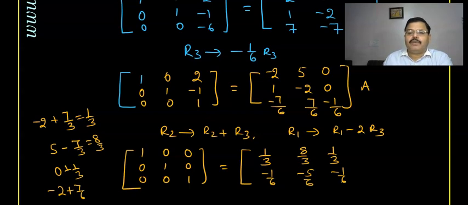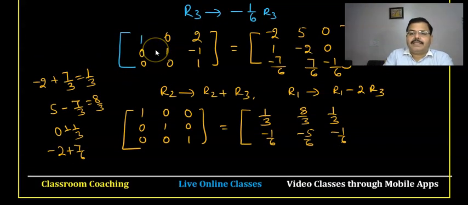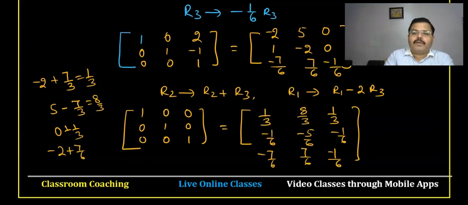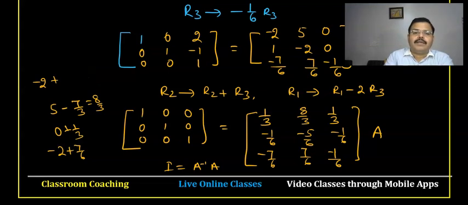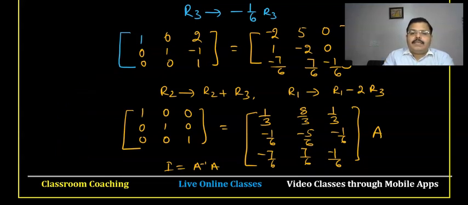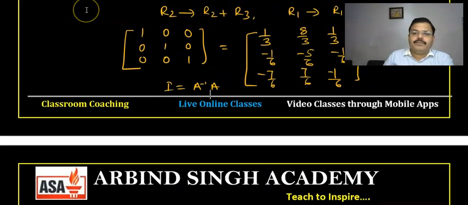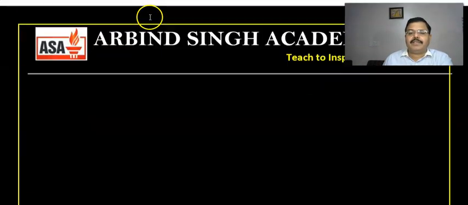And the third row will be like minus 7 by 6, 7 by 6, and minus 1 by 6. So this will come. And in A, so clearly, I is equal to A inverse A, and therefore this will be A inverse. This is a rough work, so I need to remove that. And thus A inverse is this one, and therefore we can conclude that A inverse is 1 by 3, 8 by 3, 1 by 3.